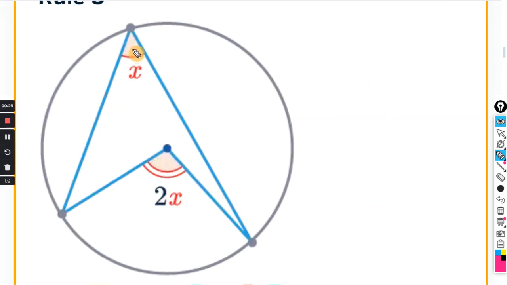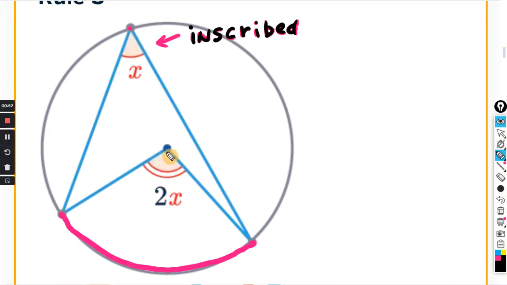We see this angle right here. It extends and it meets this arc right here. So I'm going to highlight this arc. And this angle right here extends and intercepts the same arc. This angle with a vertex on the circle itself is called an inscribed angle. And this angle, we can see it is emanating from the center of the circle, so it is called a central angle.